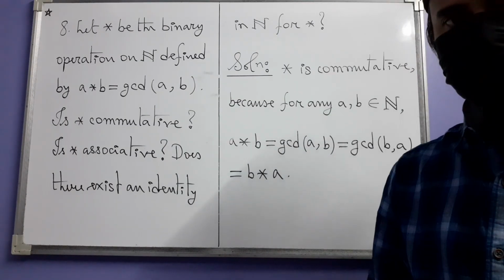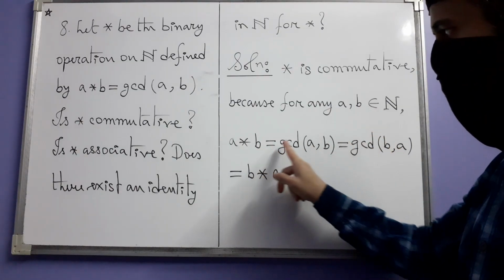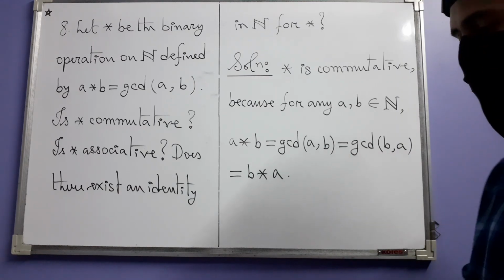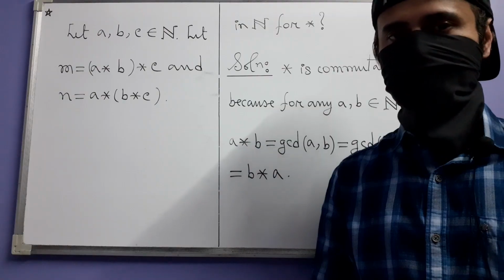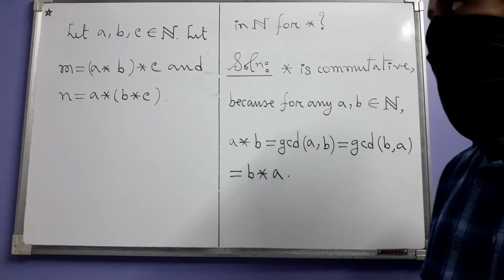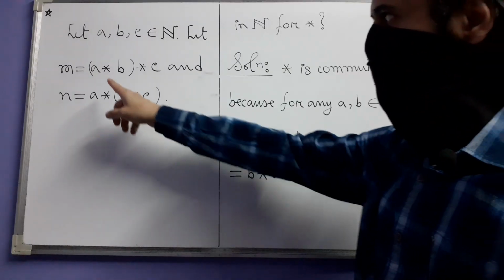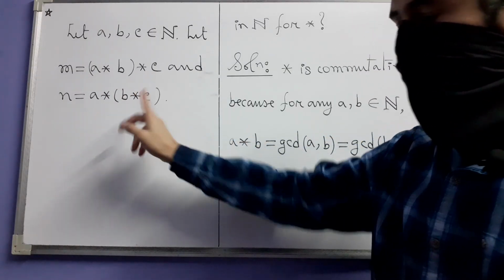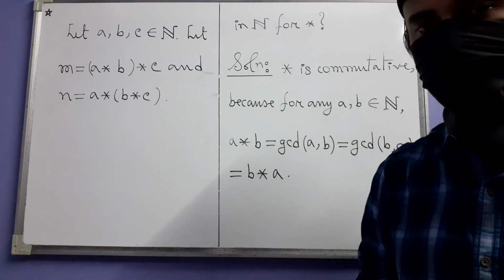Star is definitely commutative. For any two natural numbers a and b, a star b is their GCD, but that is also equal to the GCD of b and a, so that is b star a. Star is also associative. To prove that, we take three natural numbers a, b and c. Let m be (a star b) star c and n be a star (b star c). We will now prove that m is equal to n.